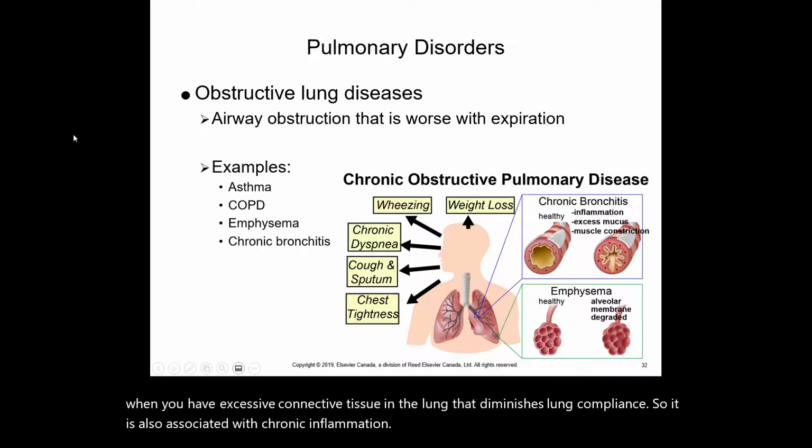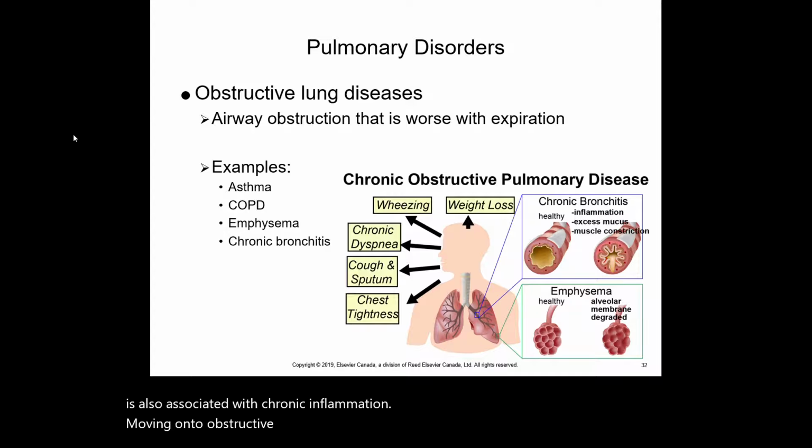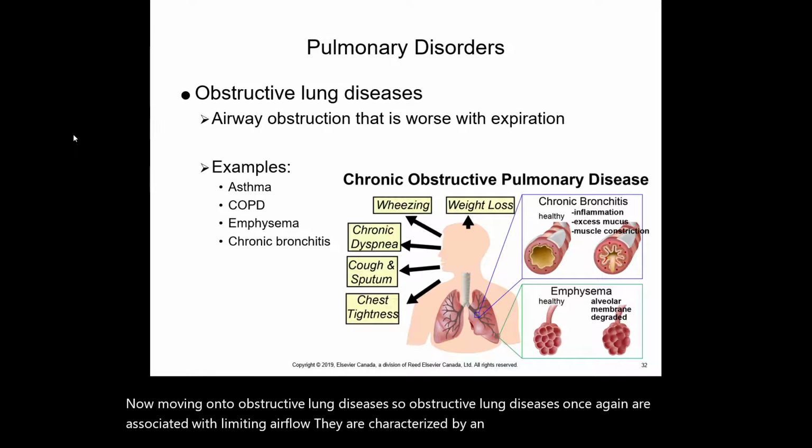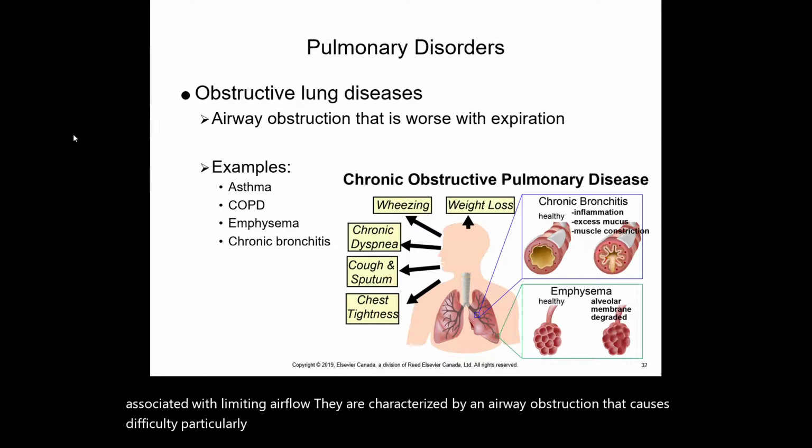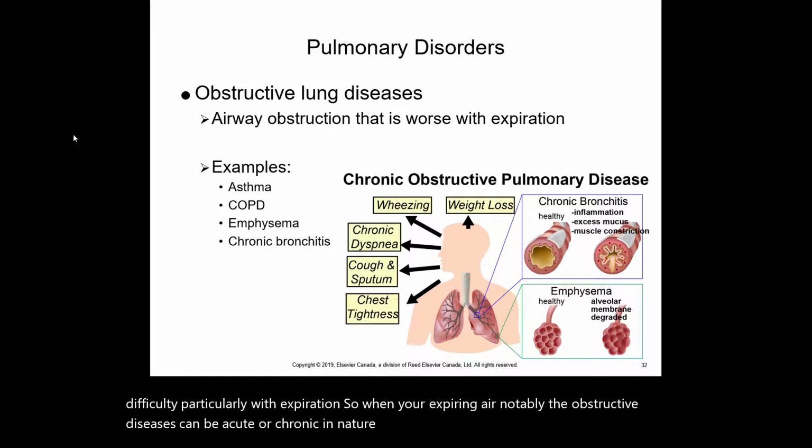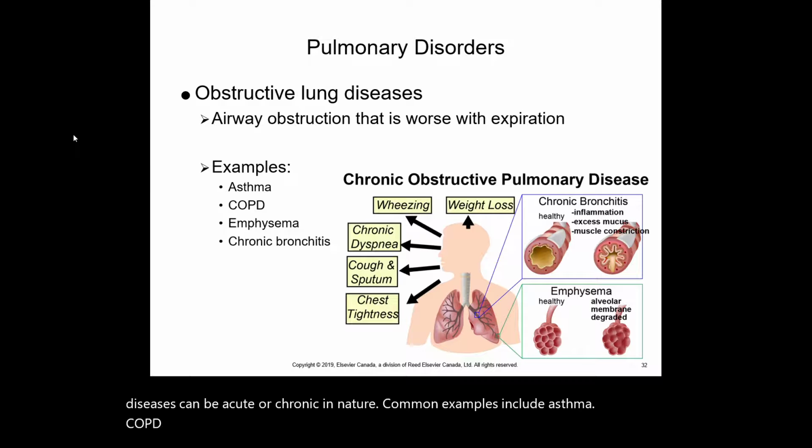Now moving on to obstructive lung diseases. So obstructive lung diseases, once again, are associated with limiting airflow. They are characterized by an airway obstruction that causes difficulty, particularly with expiration, so when you're expiring air. Notably, the obstructive diseases can be acute or chronic in nature. Common examples include asthma, COPD, emphysema, and chronic bronchitis.